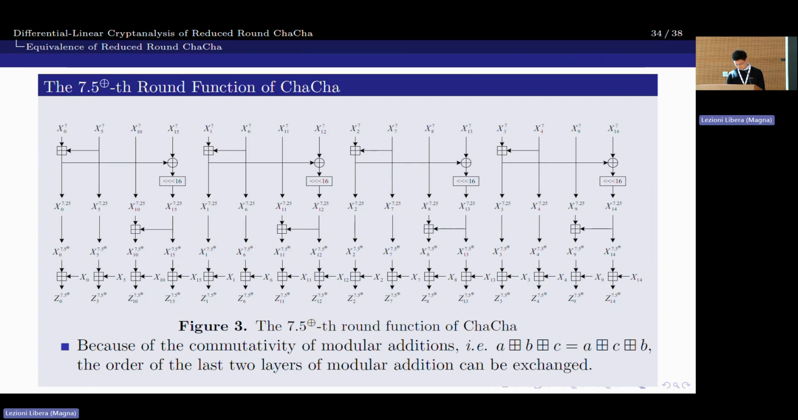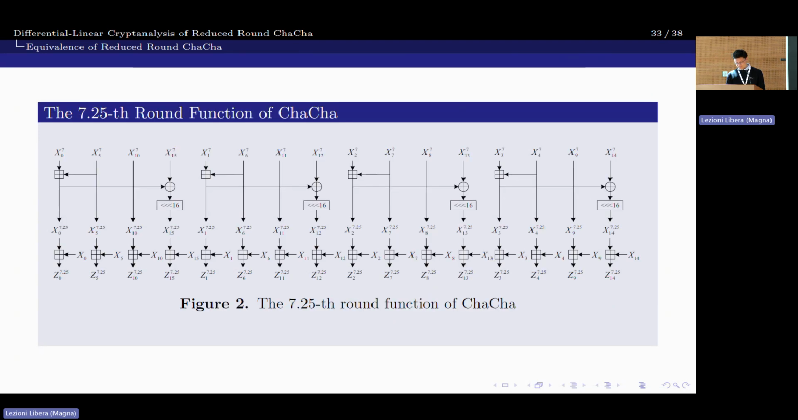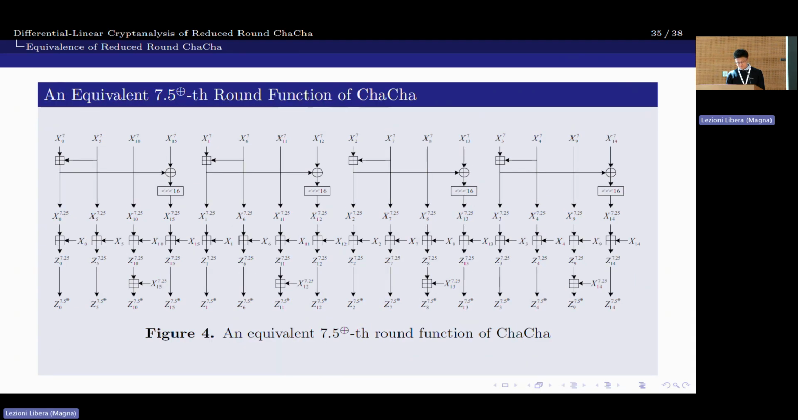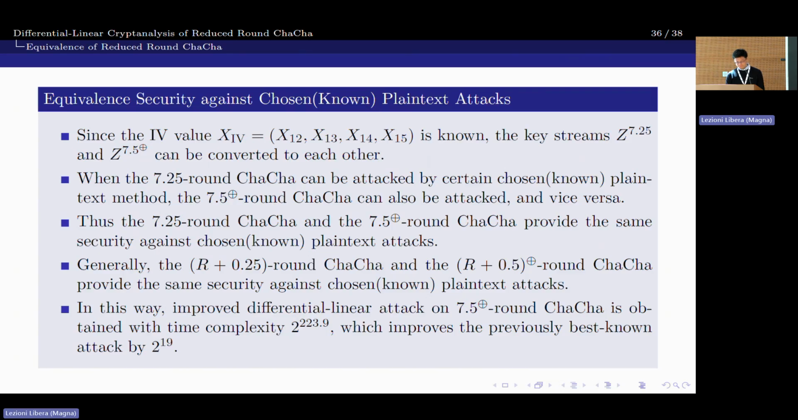This is the picture. This picture is 7.25 rounds. This picture is 7.5 plus rounds. So we give the equivalence of security against chosen or known plaintext attacks between R plus 0.25 rounds and R plus 0.5 plus rounds.